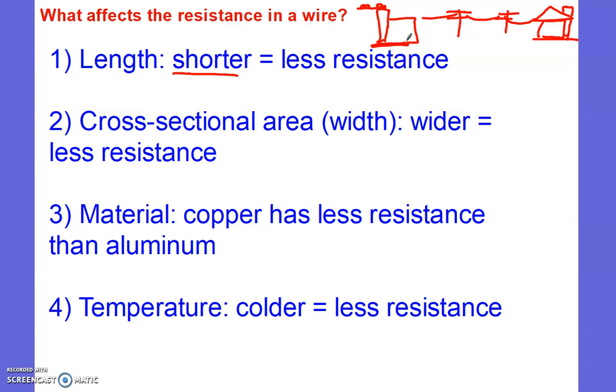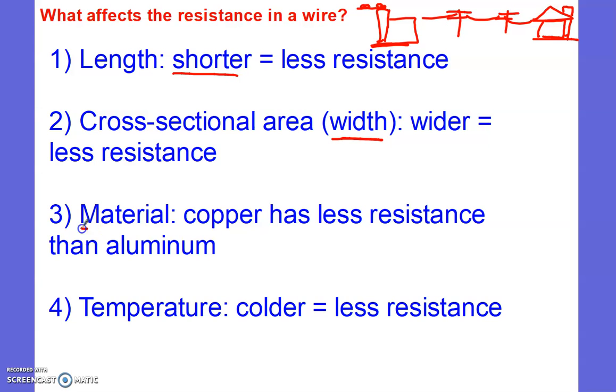The other thing is cross-sectional area or width. The wider the wire, the less resistance you have. So we want these wires here to be a lot thicker than maybe the wires within your house or the wires on different electrical circuits in your phones and your calculators and TVs.